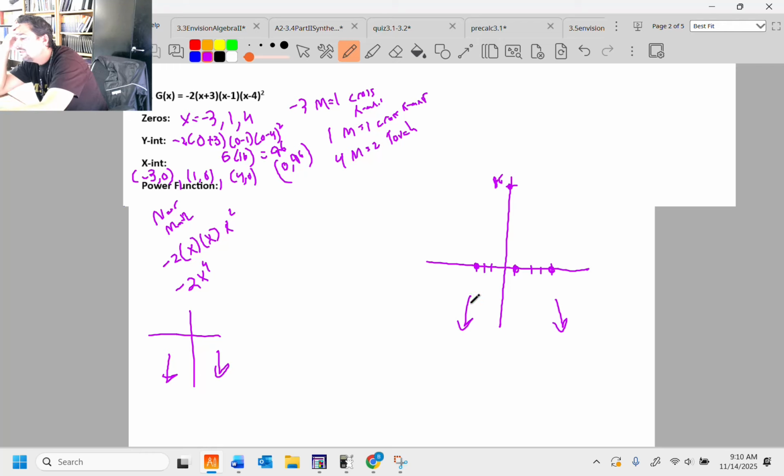Negative 3 was a crossing point, so I'm going to cross the x-axis. 1 was a crossing point. I'm going to cross the x-axis, so I had to curve down towards it. The 4 is a touch, so I'm going to head towards it and then bounce off of it, like that. And there's my graph. They're not hard. They're really not.